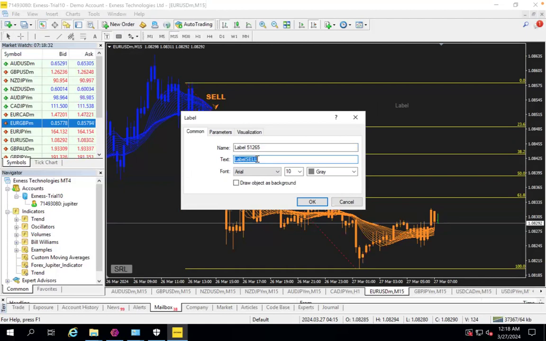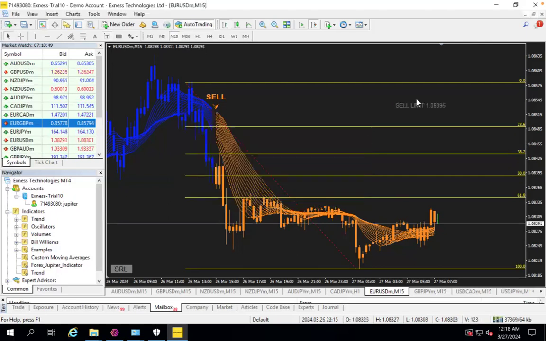Euro USD sell limit. Sell limit. So what's the price? Use 1.08395. Okay, sell limit 1.08395. Yes, Samson, a sell entry, but it's going to be a sell limit. It's going to be a pending order. All right, so what I'm waiting for is very, very simple.